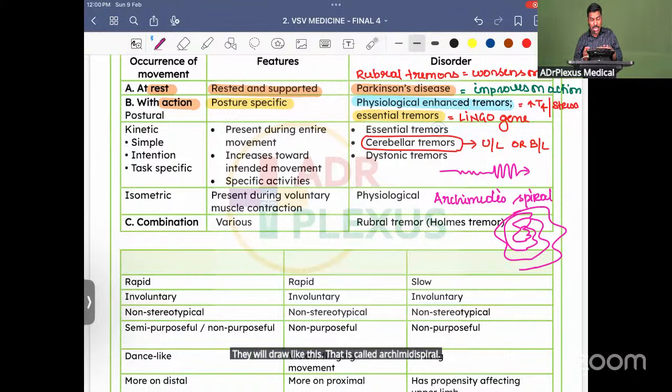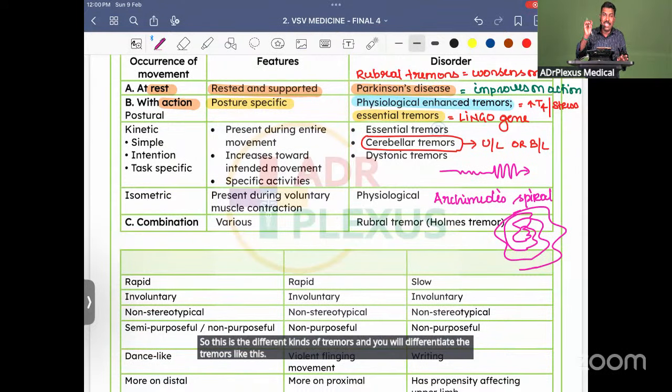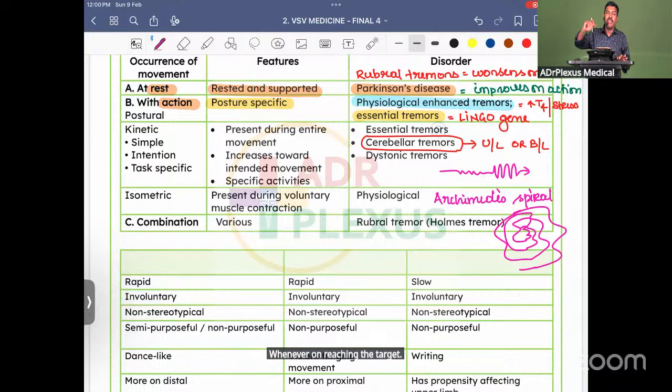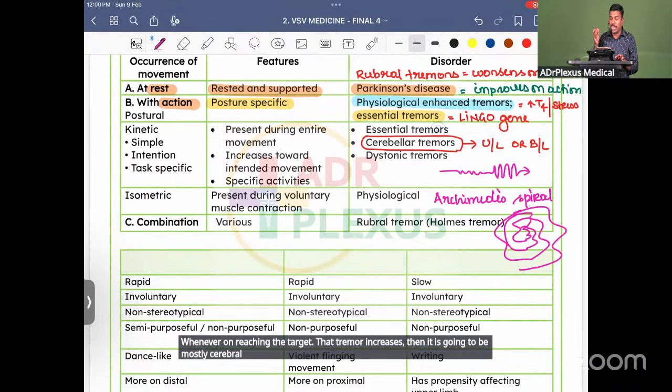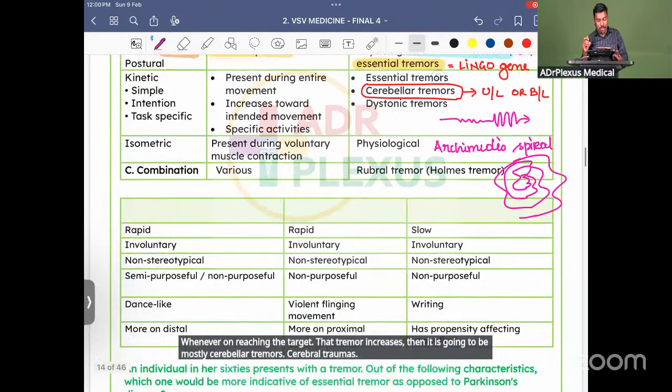So these are the different kinds of tremors, and you will differentiate the tremors like this. Whenever on reaching the target the tremor increases, then it is mostly cerebellar tremors. That is very, very important.